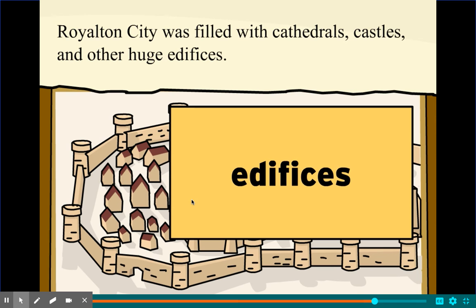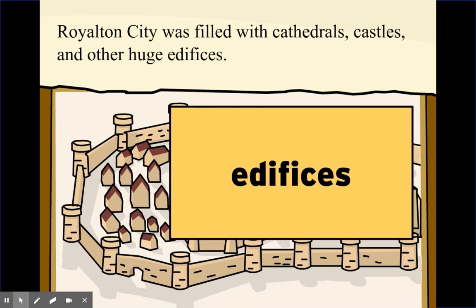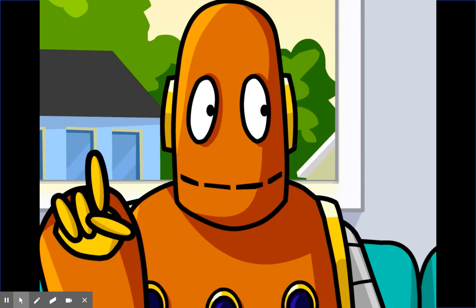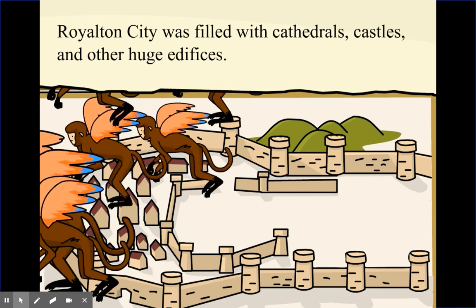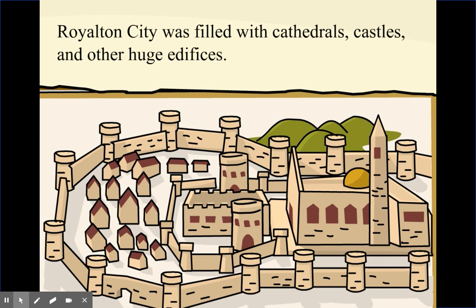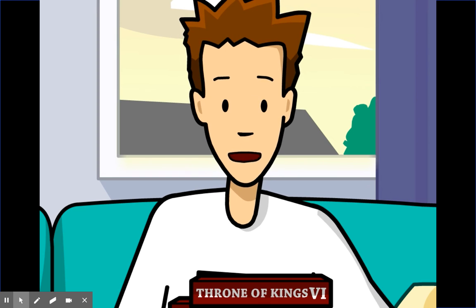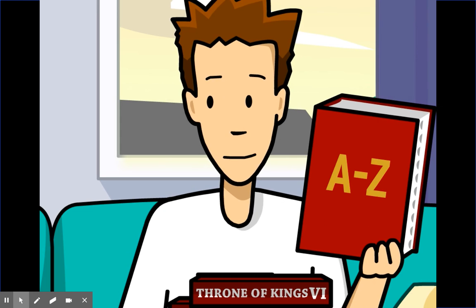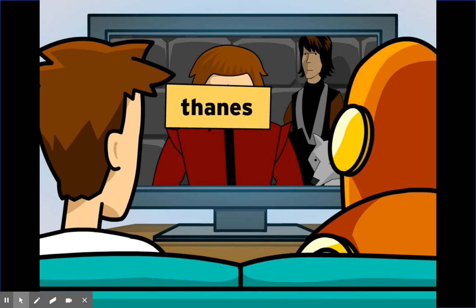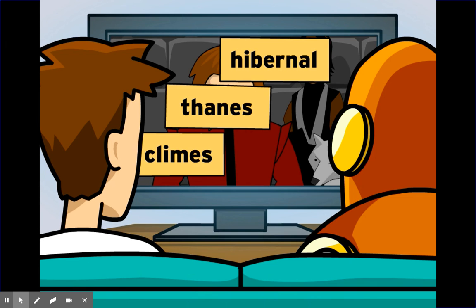Now, castles and cathedrals are both examples of big flying monkeys. No. They're buildings, Moby. A cathedral's a building, so's a castle. So edifices means buildings. That's true. Sometimes there just isn't enough context to figure a word out. When that happens, there's no shame in using a dictionary. The thanes of these hibernal climes are mere vassals of the Iron Throne.